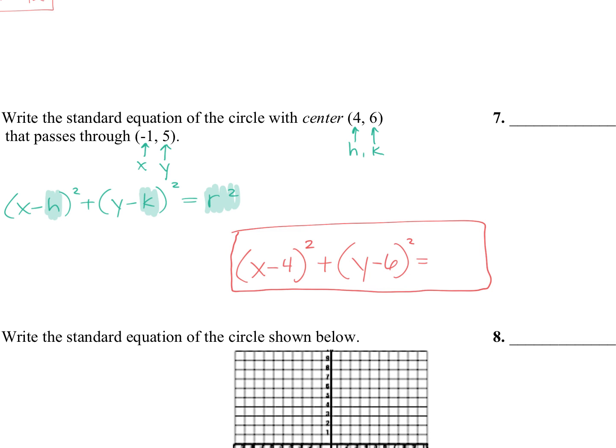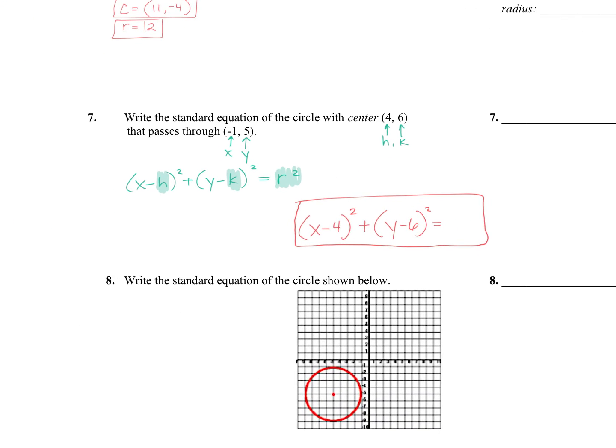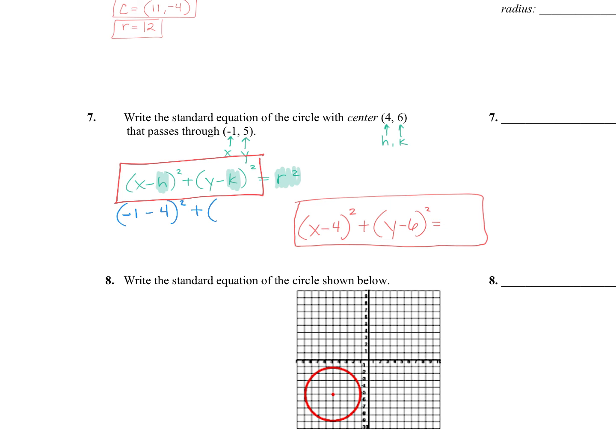Okay, the way we find our r squared is we plug in all of this. We have h and k, we have x and y, right? So we're going to plug those in. It's going to be x, which is -1, minus h, which is 4, squared, and then y, which is 5, minus k, which is 6, squared, equals our r squared.